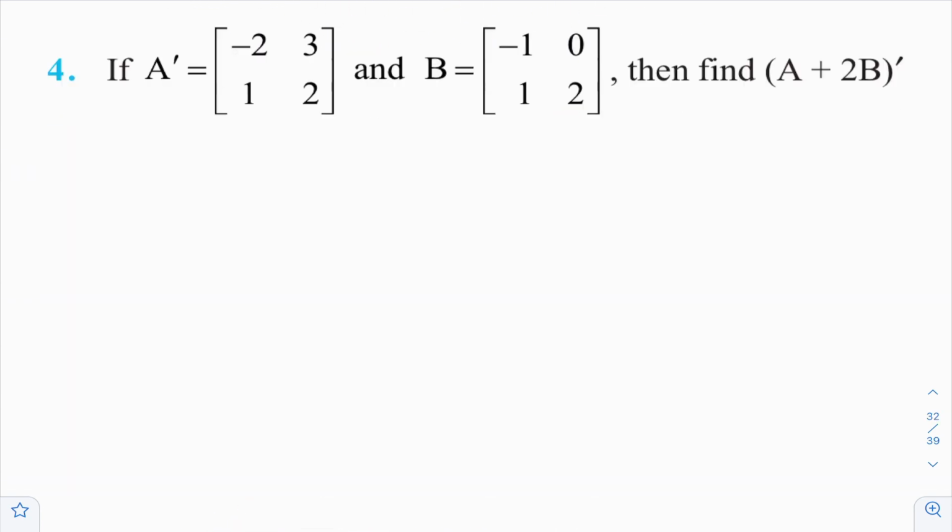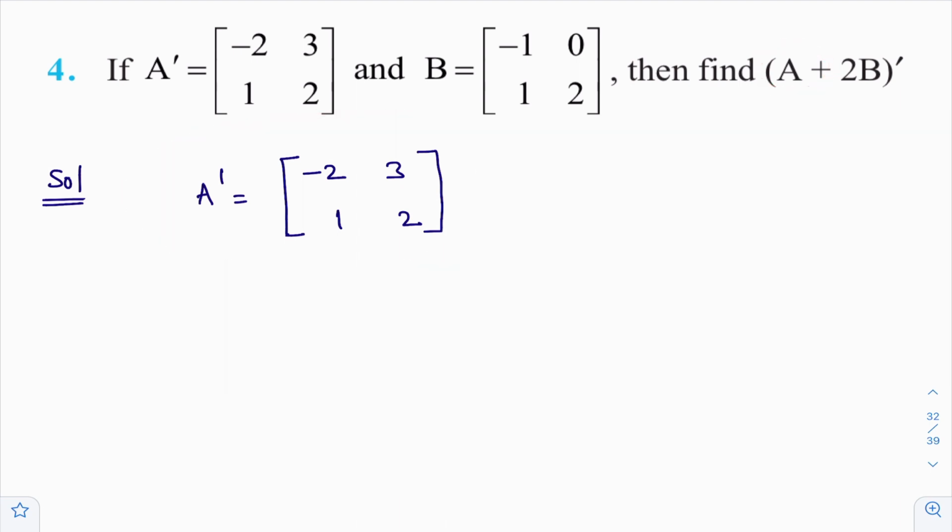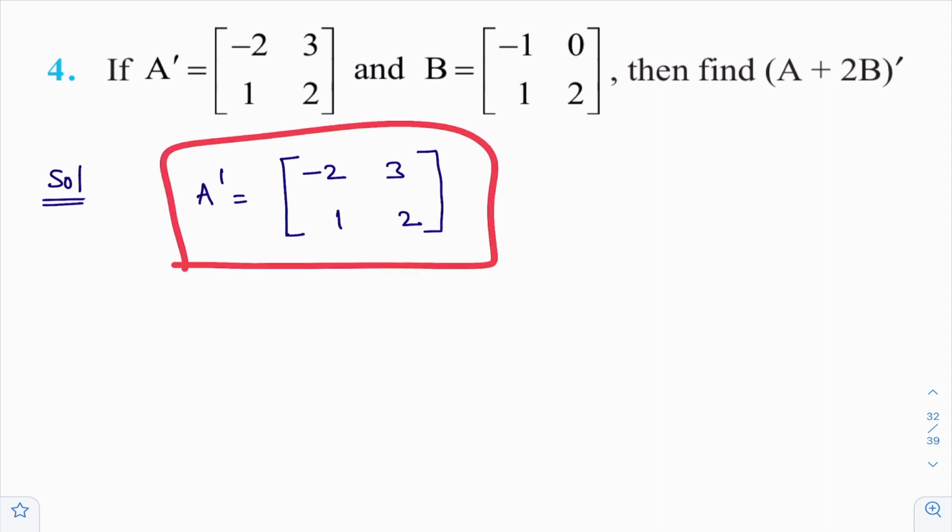You observe this question number 4, they given A dash, here also A dash given, they not given A. Okay, here they given matrix B. Now they are asking us to calculate A plus 2B whole dash. Okay, first they given A dash. What is A dash? They given A dash as minus 2, 3, 1, 2. This is given. What I'll do? I need A. To calculate this, I need A. To get A, I'll transpose this on both sides.